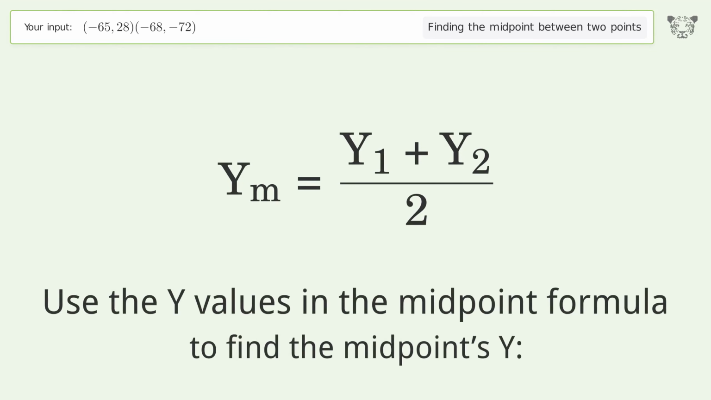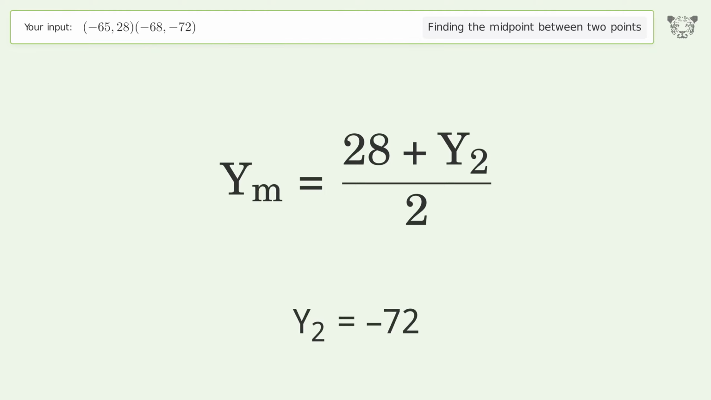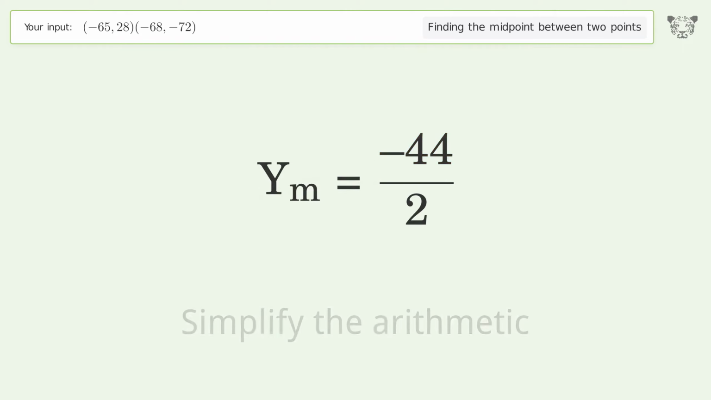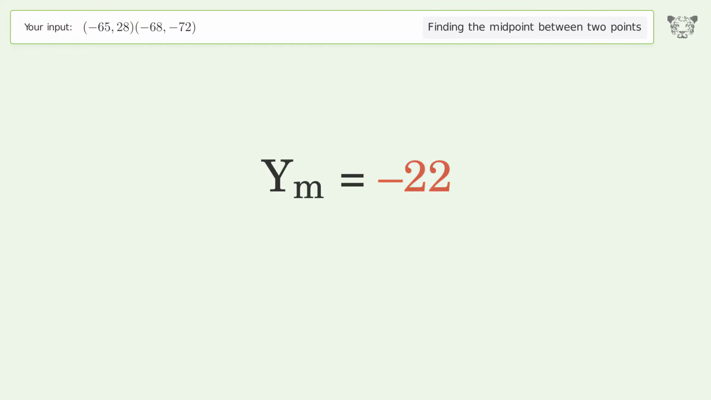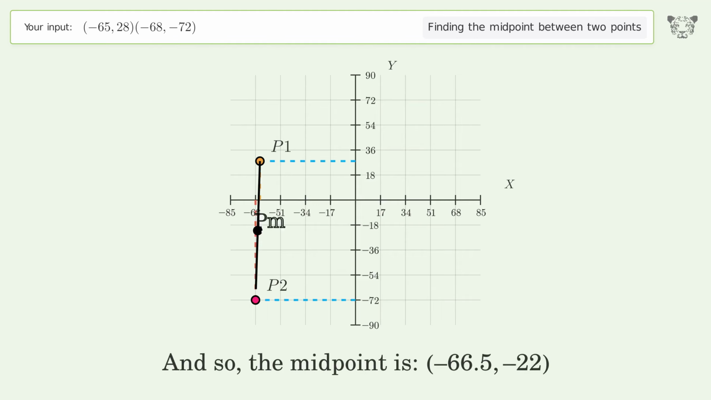Use the y values in the midpoint formula to find the midpoints y. y1 equals 28. y2 equals -72. Simplify the arithmetic. And so, the midpoint is -66.5, -22.